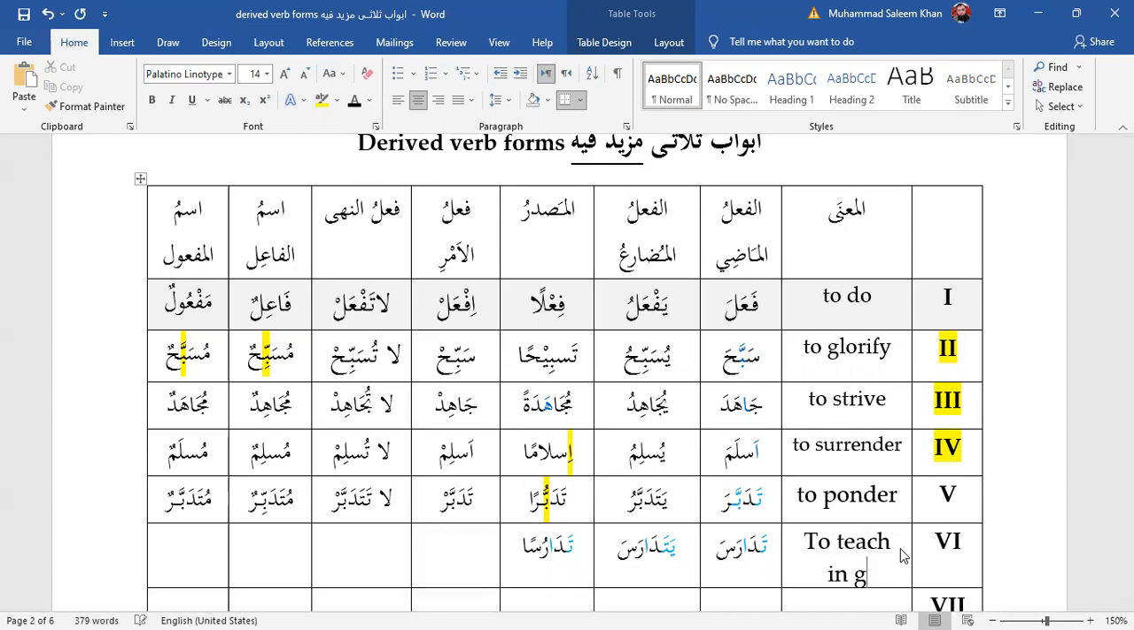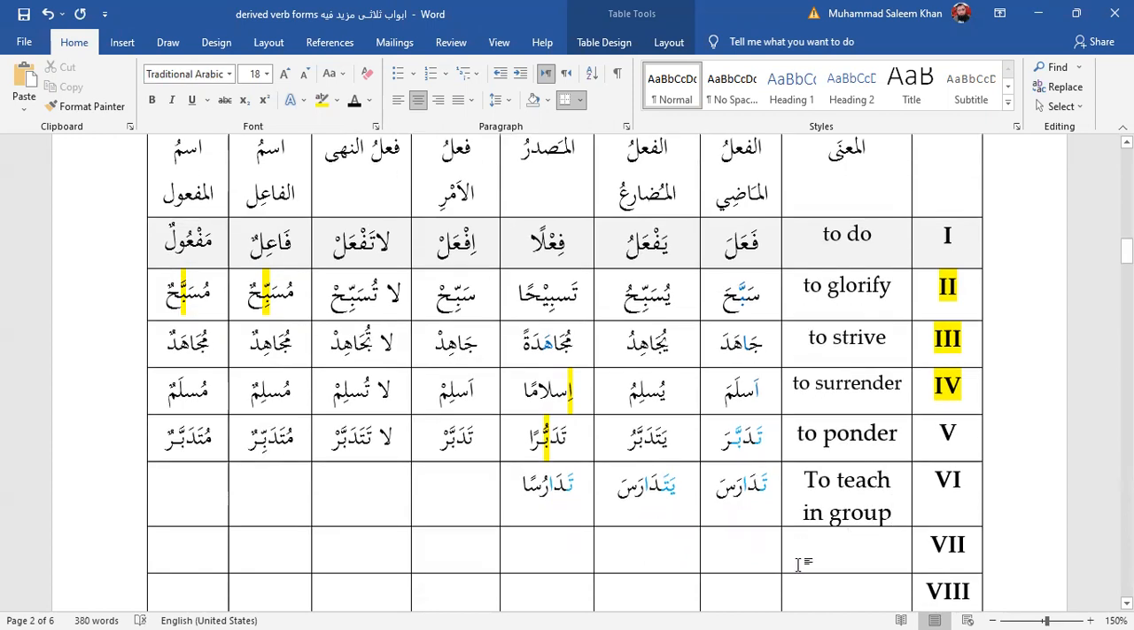If we look at this form of the verb, it is used for groups, to do something in a group. So in the third form of the verb, two parties are involved, but one is the fa'il and the other is the maf'ul. One is the doer and the other is the receiver of the action. But in this form of the verb, everybody is a doer. There is no receiver. So tadarasa yatadarasu tadarusan, to teach one another, to teach in a group. Where everyone is teaching one another, there is no one who is the student. So that's why it's used.